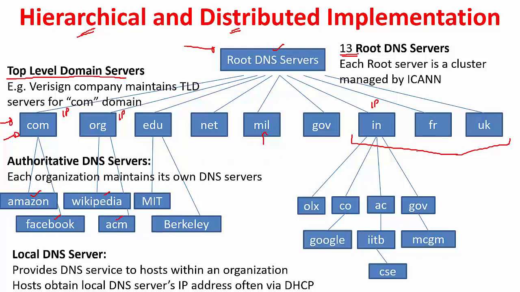So if you see here, in, that is where we are. This in will know the IP address of the AC DNS server. AC in turn will know the IP address of IITB's DNS server, and IITB in turn will know the DNS server that serves CSC. So this is the structure in which things are organized.